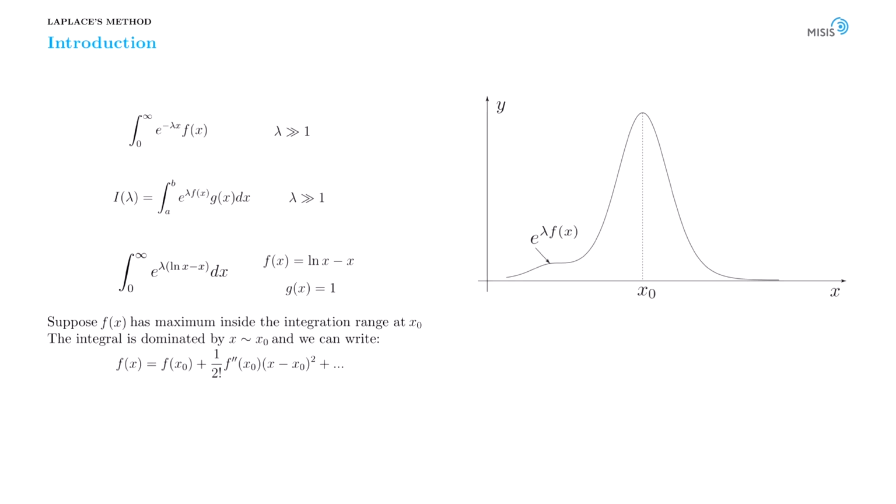So let us turn back to the most general form of I of lambda, and suppose now f of x has a maximum inside the integration range at some particular point x0. Typical shape of this function, exponent of lambda f of x, is shown on the right hand side of the slide. In principle, it can be a rather complicated function, but as long as lambda is large, of course, it's almost immediately obvious that the whole integral is dominated by a small vicinity of the point x0.